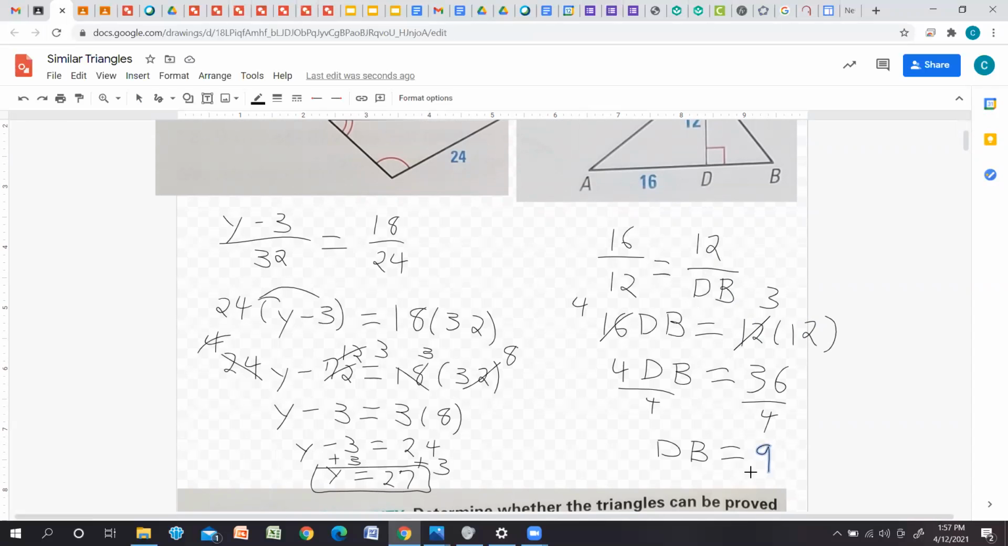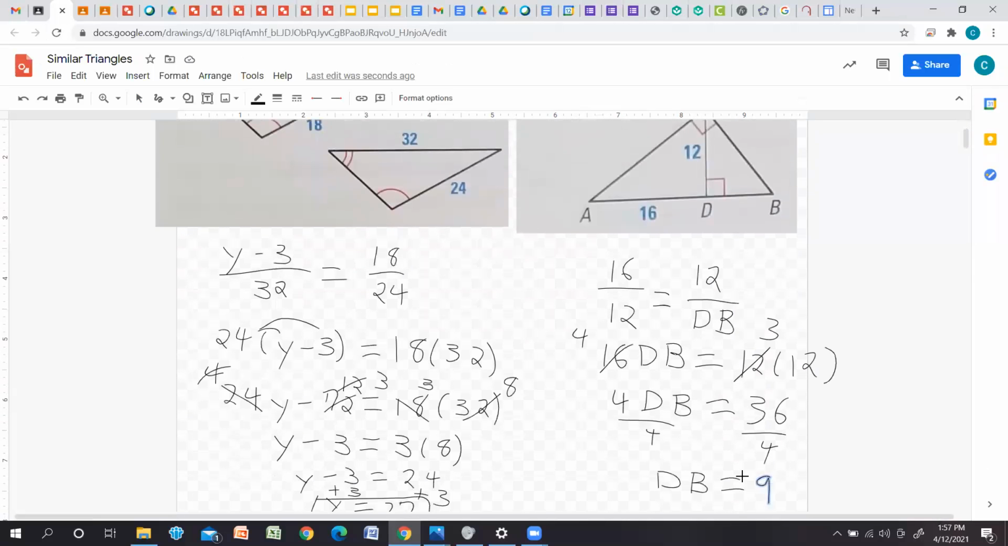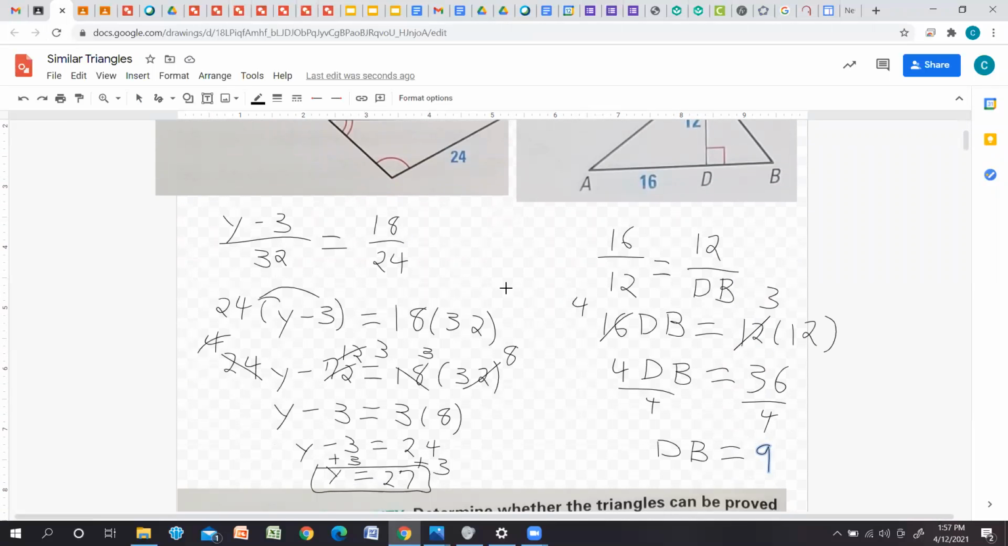So that's how we apply proportions to similar triangles, whether they're a right triangle or not. And that's how we solve this.